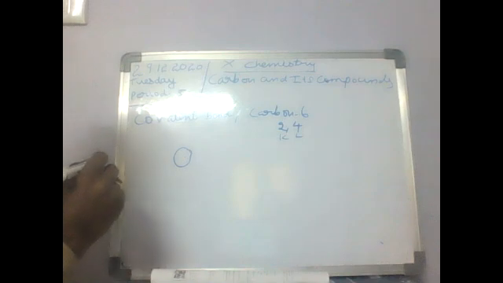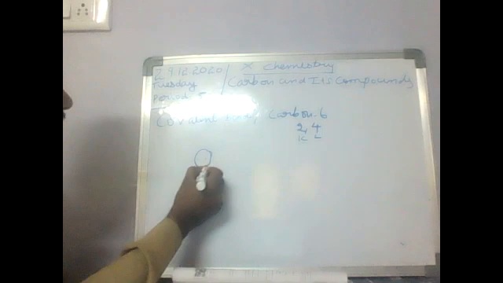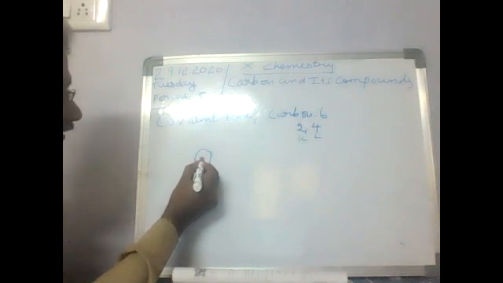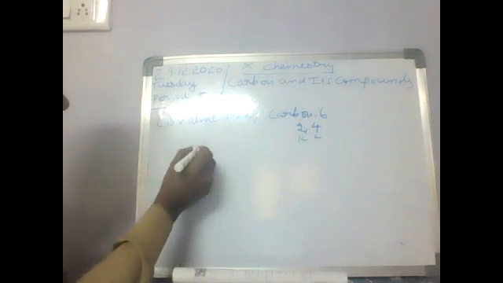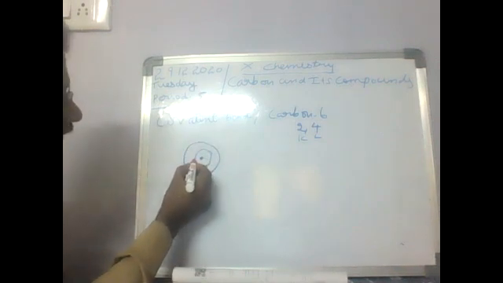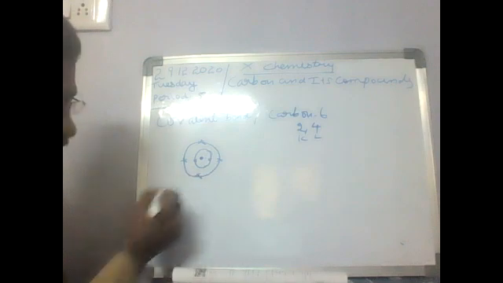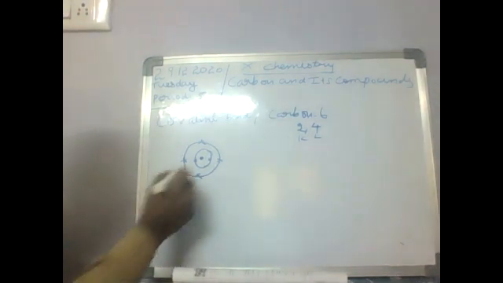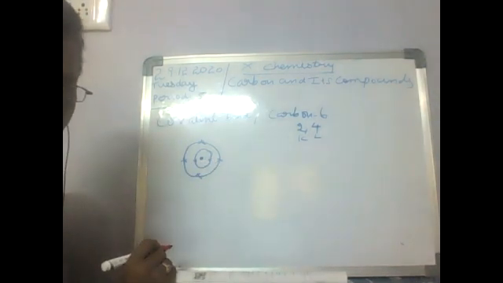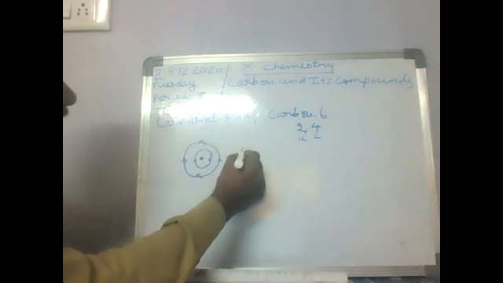Can you see it clearly? So this is the nucleus. In the first orbit there are two electrons. In the second orbit there are four electrons. To attain the octet, to complete this orbit, carbon requires another four electrons.